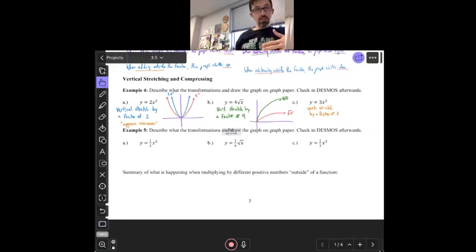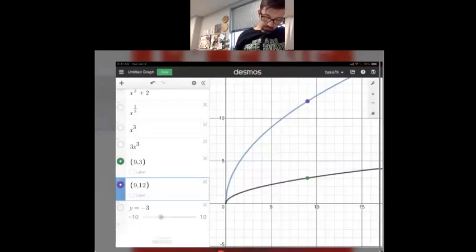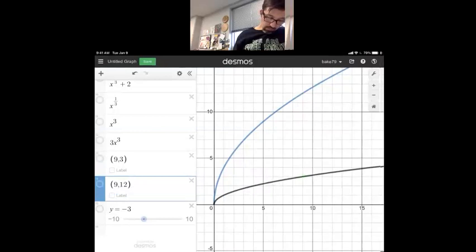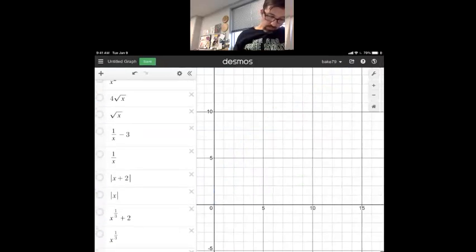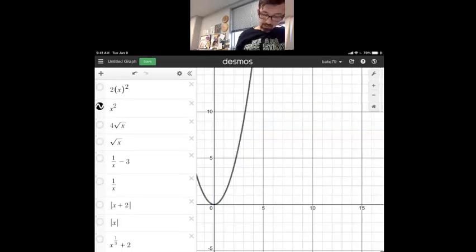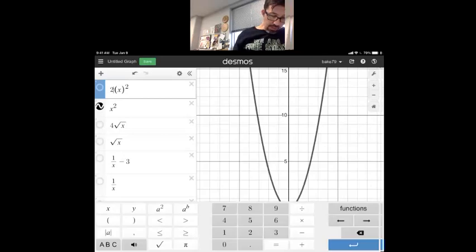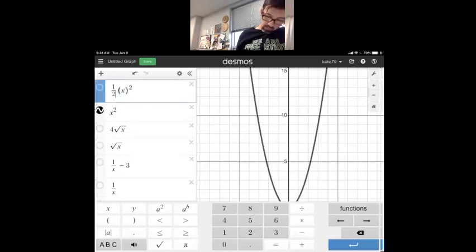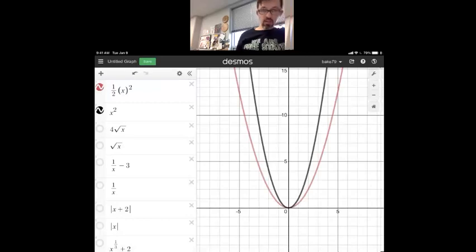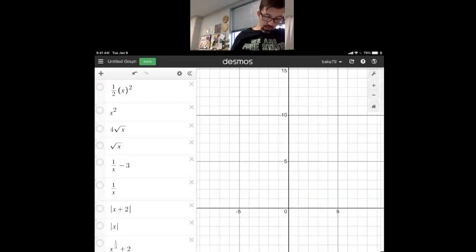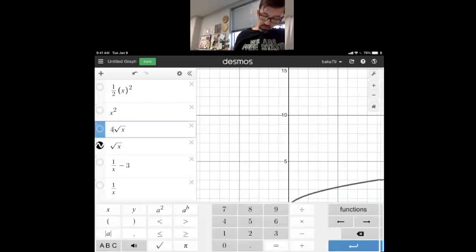We're going to look at those same 3 functions, but now with different a values there. So going back to x squared, instead of saying 2x squared, we're going to look at 1/2 x squared. What's that going to look like in comparison? So here we see that the graph has been widened. The red curves are further away from the y-axis than the black ones. Instead of looking at 4 times the square root of x, we're going to look at 1/4 that.